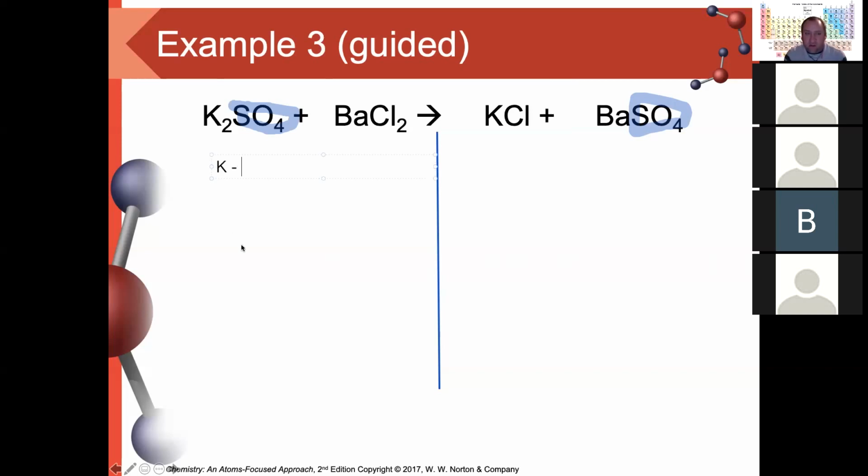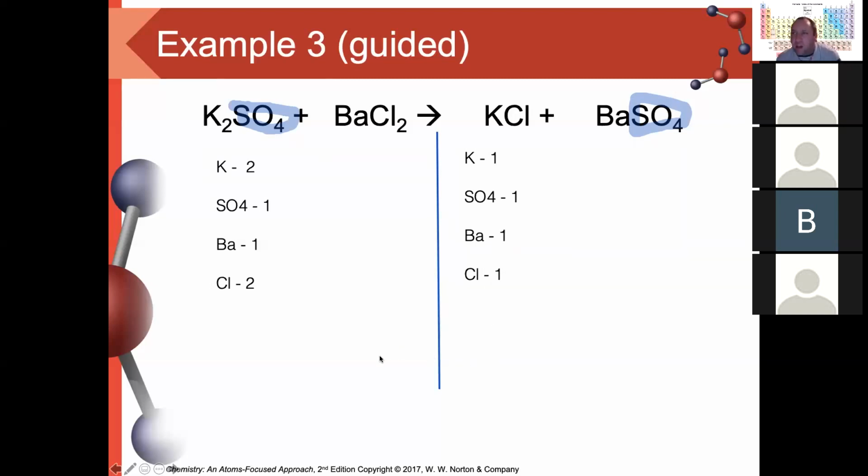So I have 2 potassiums, 1 sulfate, 1 barium, and 2 chlorides. And on the opposite side, I have 1 potassium, 1 sulfate, 1 barium, and 1 chloride.